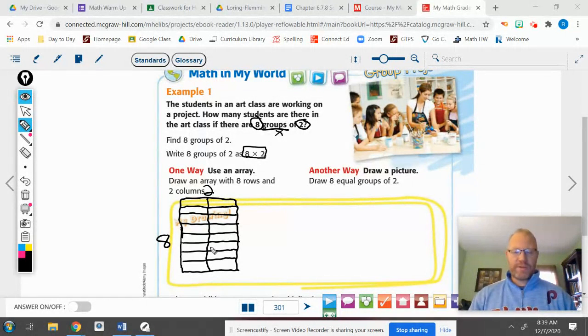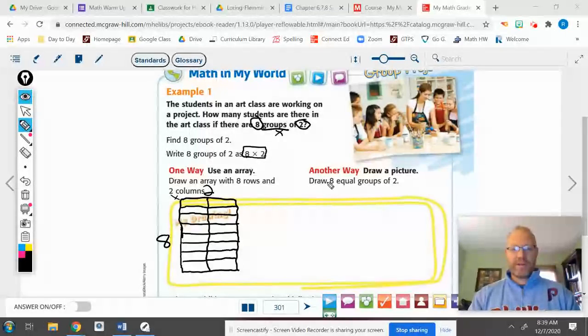1 time. So again, looking at the pattern that I did to draw the array, I'm cutting it 1 less time than my number. So I cut it 7 times to make 8 boxes. Here I cut it 1 time to make 2 boxes. So now I have 8 times 2 is my array.